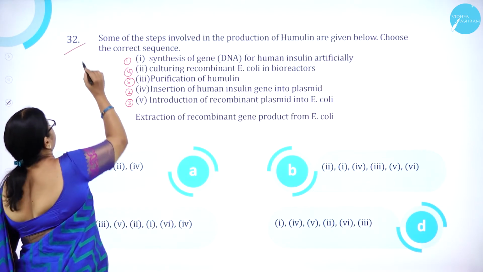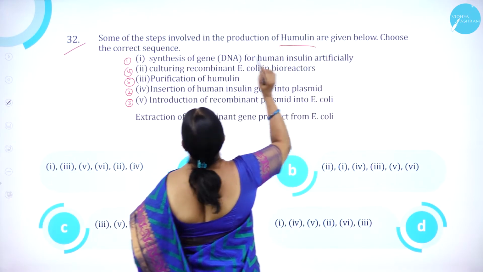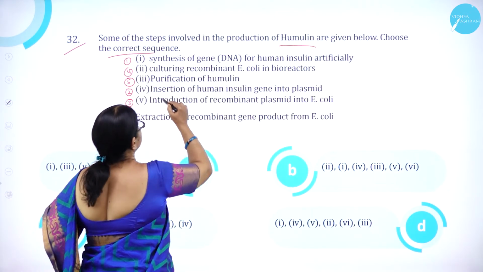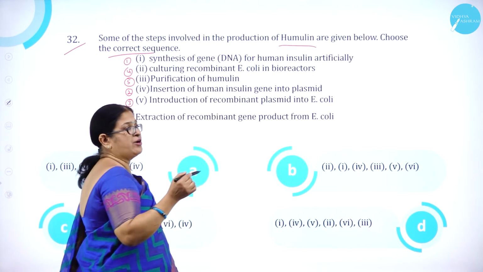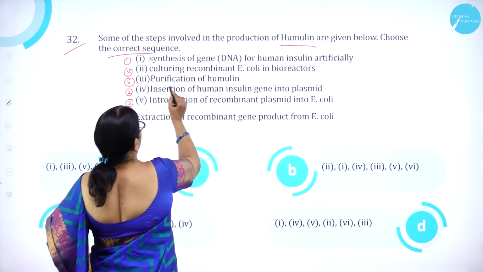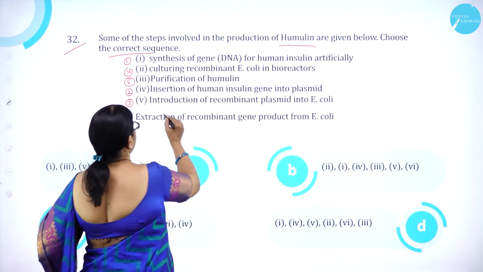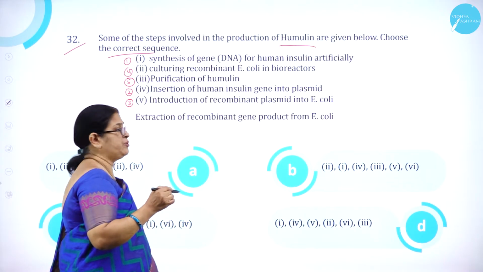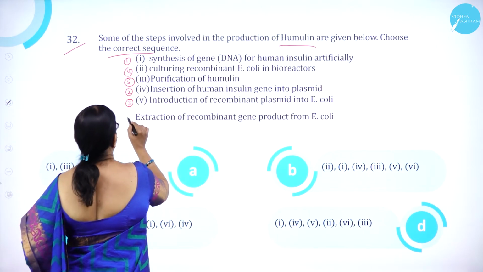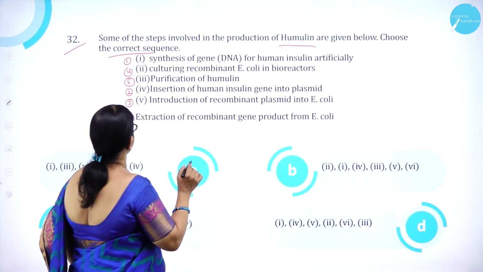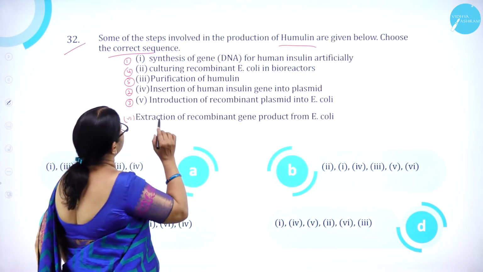Moving on to question number 32. Some of the steps involved in the production of humulin are given below. Choose the correct sequence. First one, synthesis of gene DNA for human insulin artificially; culturing recombinant E. coli in bioreactors; purification of humulin; insertion of human insulin gene into plasmid; introduction of recombinant plasmid into E. coli; extraction of recombinant gene product from E. coli.